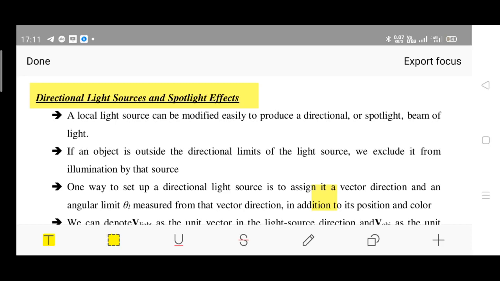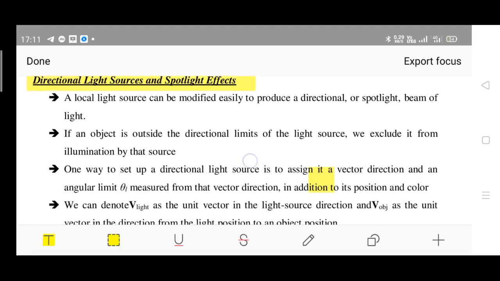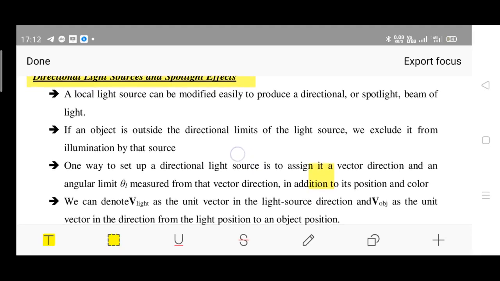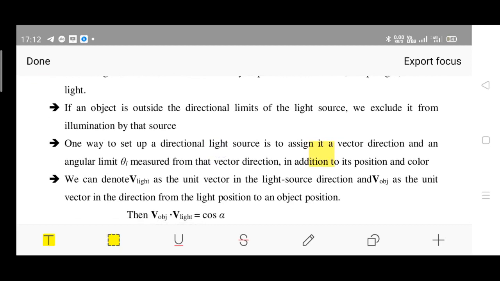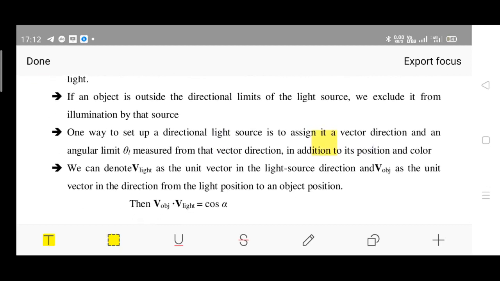If an object is outside the directional limits of the light source, we exclude it from the illumination by that source. One way to set up the directional light source is to assign it a vector direction and an angular limit, say theta, measured from the vector direction, in addition to its position and color. We can denote V light as a unit vector in the light source direction, and V obj again as a unit vector in the direction from the light position to an object position.